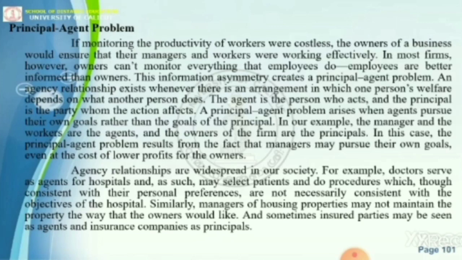Principal agent problem, etc. An agency relationship exists when there is an arrangement in which one person's welfare depends on what another person does. The agent is the person who acts, and the principal is the party whom the action affects. A principal agent problem arises when agents pursue their own goals rather than the goals of the principal. In our example, the managers and the workers are the agents and the owners of the firm are the principals. In this case, the principal agent problem results from the fact that managers may pursue their own goals even at the cost of lower profits of the owners.